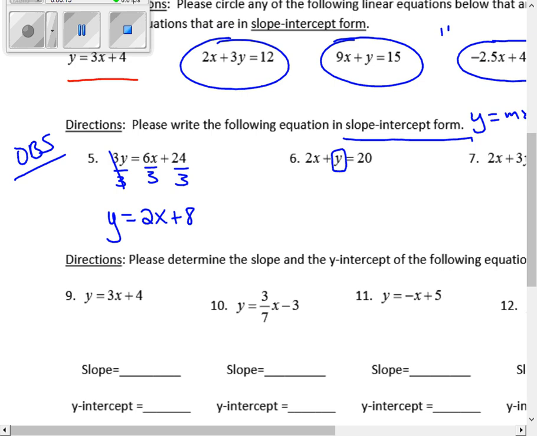And it's not because of this plus sign. It's because there's an invisible plus sign right here. That 2x is a positive term. We'll undo it by subtracting 2x. Okay?